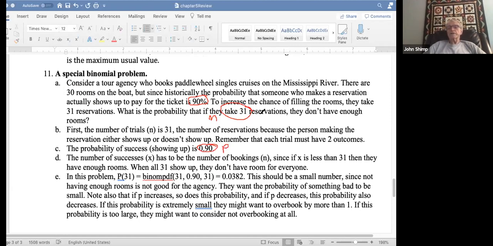And now, how about the number of successes? Here's the question that we're answering. What's the probability that they don't have enough seats or enough rooms? When would they not have enough rooms? For what values of X would they not have enough rooms? Remember, n is 31. X is anywhere from 0 to 31. What value of X would mean that they don't have enough rooms?